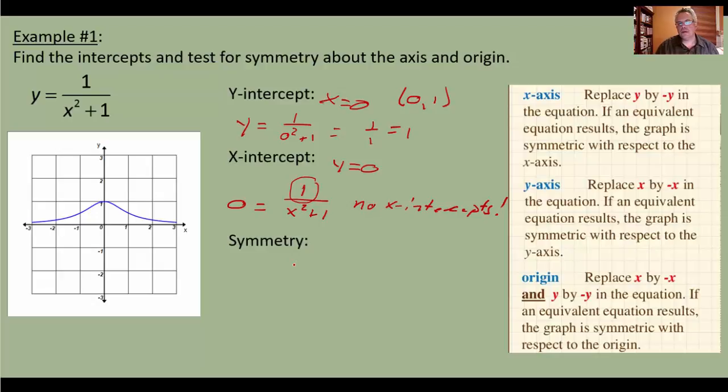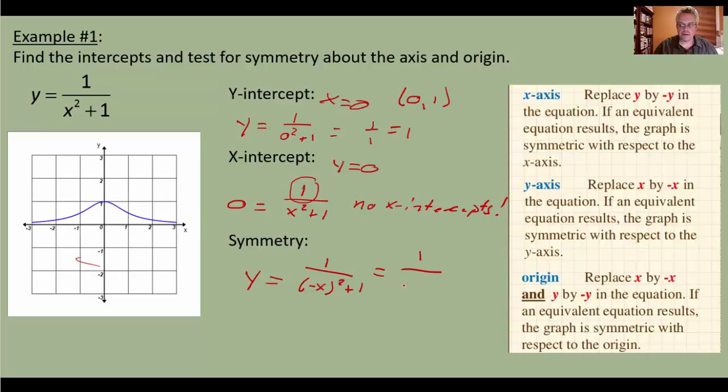Okay, so let's check for symmetry. I'm just going to discuss the symmetry we see in the graph and prove that it has it. In order to check for symmetry about the y-axis, like my little table says, we replace x with negative x and see if the equation's the same. So I'm going to do y equals 1 over, putting negative x in instead of x, squared plus 1. Negative x squared is the same as x squared. So if I simplify this, I get 1 over x squared plus 1.